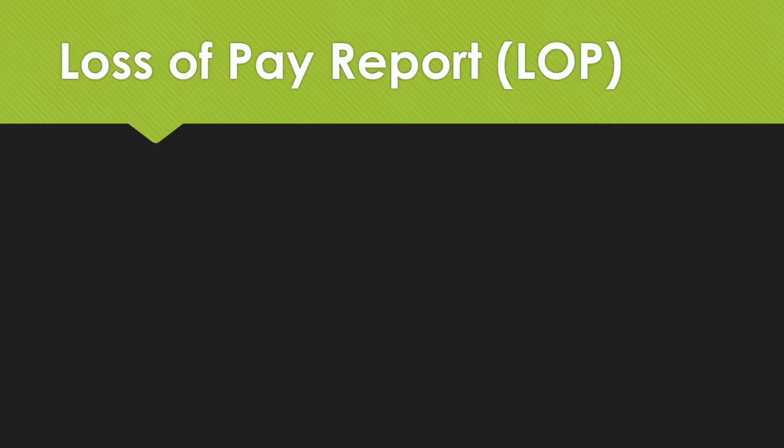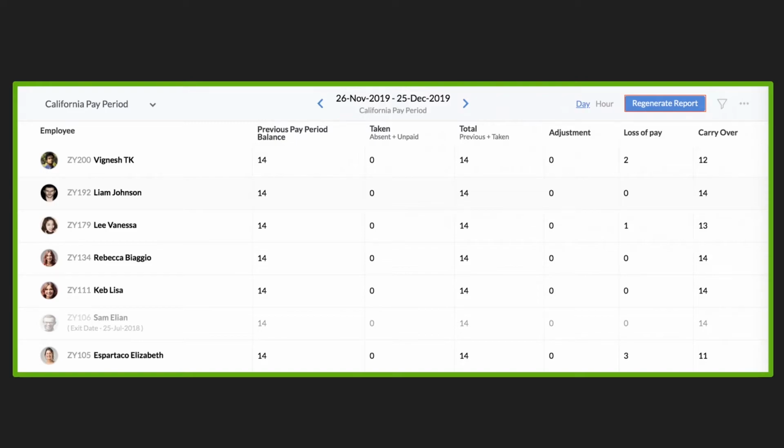LOP or Loss of Pay Report. The LOP report calculates and lists loss of pay for employees according to your organization's pay period settings. Pay period settings help calculate your employee's loss of pay. By creating a pay period, you will be able to view the details of leave of employees for which you need to have loss of pay done. So, to view this report, go to Leave, then to Reports, and click on Loss of Pay Report.